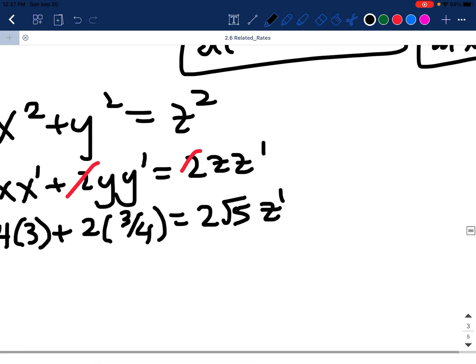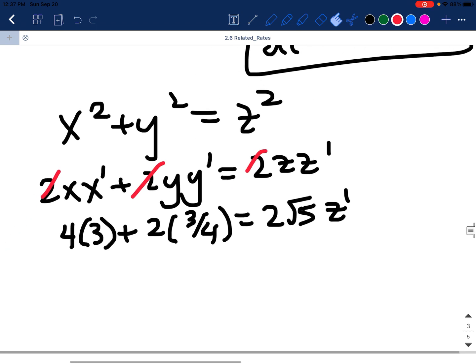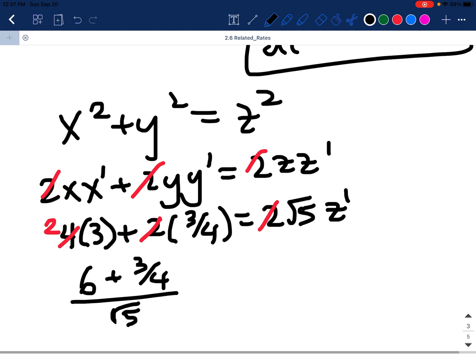And again, we're solving for z', so I think we can divide out a 2 before we move on. So we have another 2 in common here, so those will cancel. That'll become 2 times 3. So then we'll have 6 plus 3/4 over the square root of 5 is equal to z'. So let's clean that up a bit. So 6 is 24 over 4, so 27 over 4 rad 5. Let's double check that. I think that is correct.